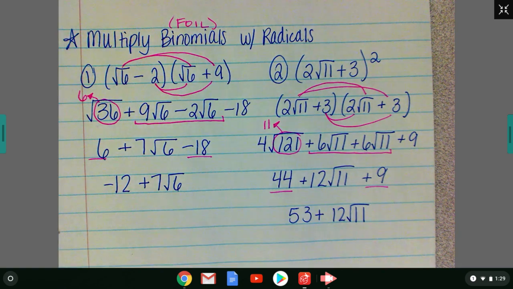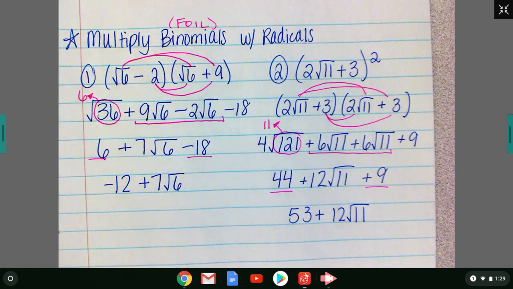So that is all the multiplying that we have. And then in our next one, we'll look at rationalizing the denominator. That's the trickiest of all the sections, so we'll do that in part 3. So stay tuned for that.